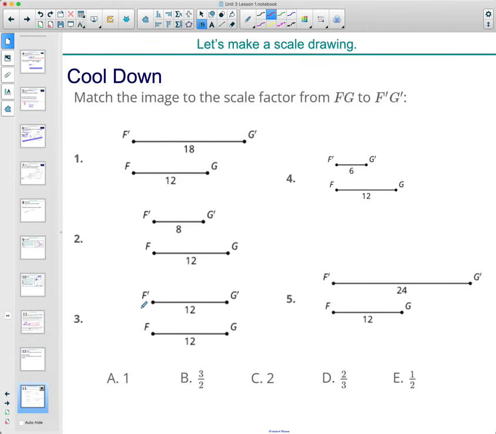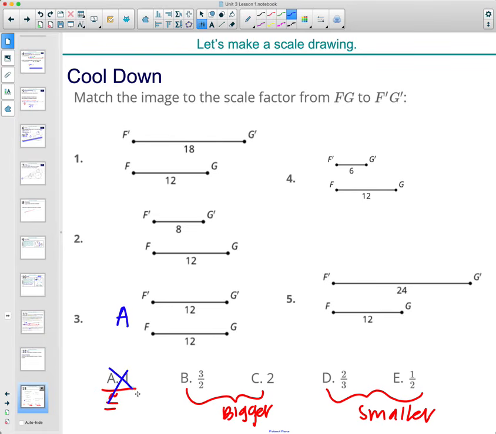So this one is just trying to match different scale factors. Some things that we know when we look at it: if it's equal to 1, the segments are going to be congruent. They're not going to change size. If they're bigger than 1, so 3/2 is bigger than 1 and 2 is bigger than 1, these are going to get bigger. And less than 1, these are going to get smaller. So we take a look at this, we see number 3, these stay the same size. So this has got to be A.